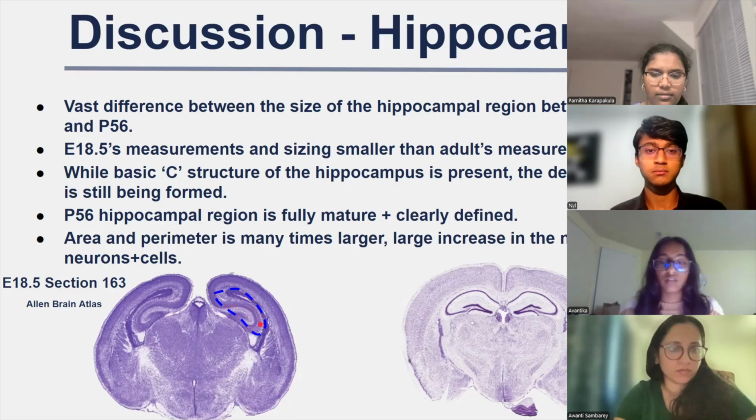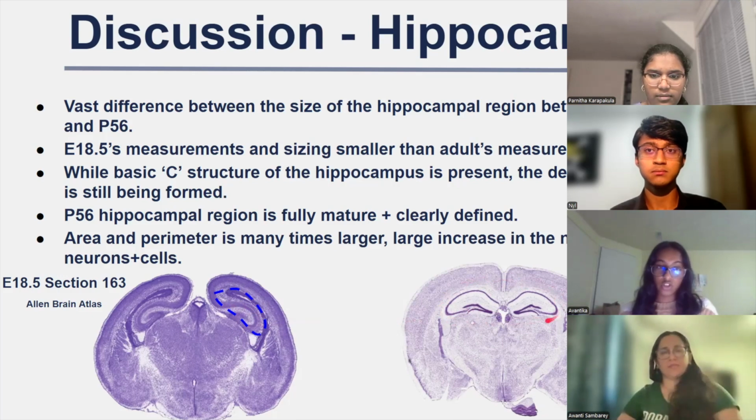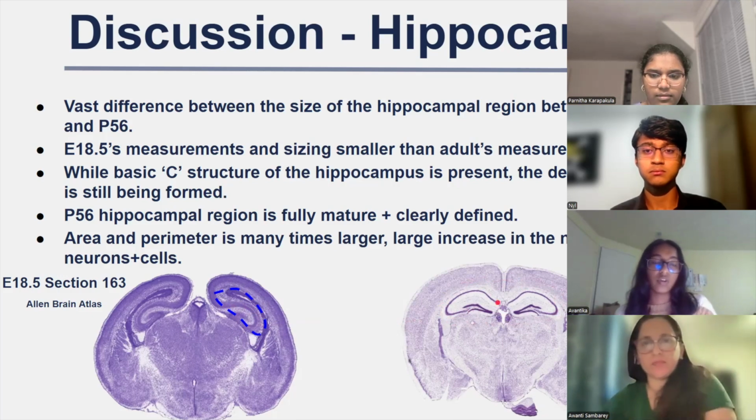And the image to the right is an example of a mouse brain that is fully developed. It's in its adult stage. You can notice that the hippocampal region is fully mature and clearly defined, and the area and perimeter is many times larger as there was a large increase in the number of neurons and cells.